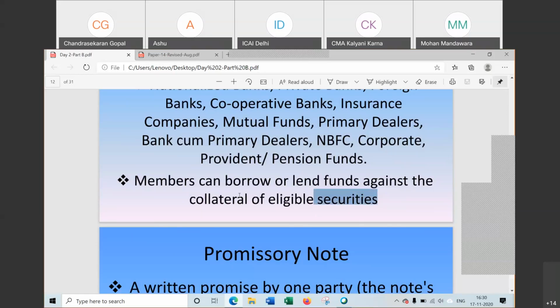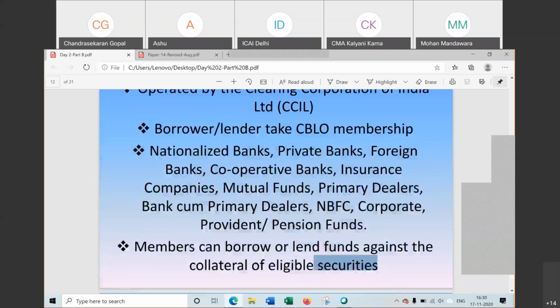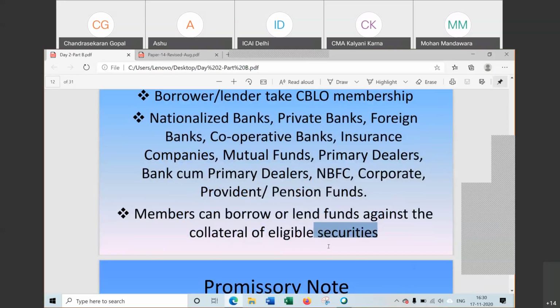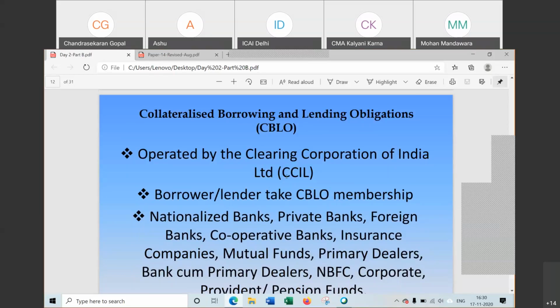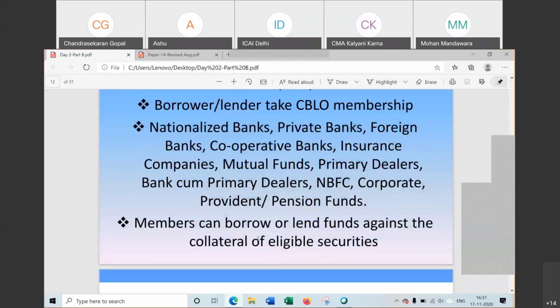The securities are those mentioned by CCIL. So this one is borrowing or lending with the help of collateral. And what is the collateral here? Securities, and securities will be prescribed by CCIL. And membership of CBLO will be taken first for the investment. And investors are these. So this is CBLO operated by CCIL.